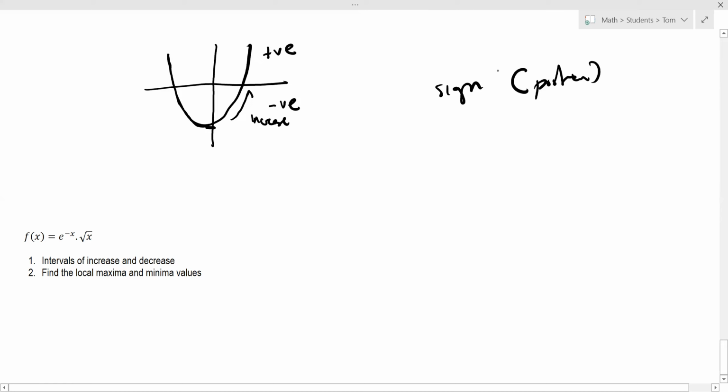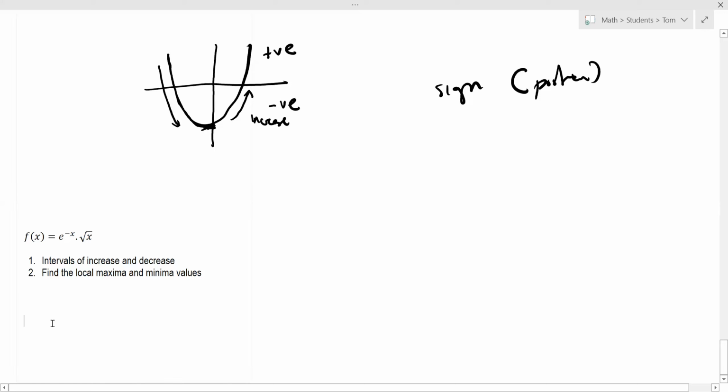If it's above the x-axis, you have a positive value. If it's below the x-axis, you have a negative value. But for intervals of increase and decrease, you're talking about the direction. If it's going down, it's decreasing. If it's going up, it's increasing, and there are points where you have no change, just like at the minimum point and the maximum points.